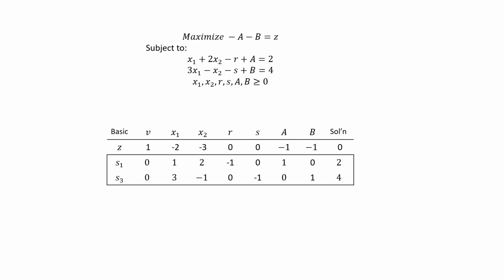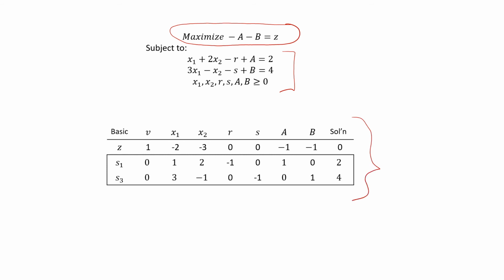We had to minimize A plus B equals W, but we want things to be maximization. So here's a trick. Minimize A plus B is the same as maximize negative A minus B. So that's a very simple trick to turn minimizations into maximizations. Subject to, and there's our constraints. When we do that, we get our tableau.